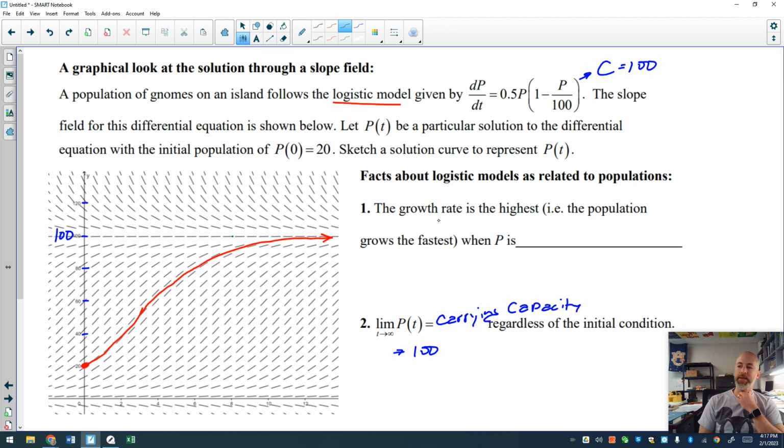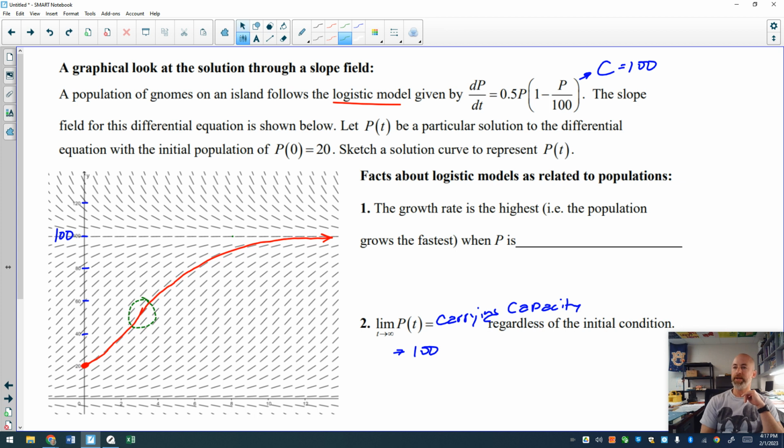Now, the growth rate being the highest, this is an interesting question. When does the population grow the fastest? And the growth rate is the highest when our population is growing the fastest. That's going to be when we have the highest slope. And if you look at this, the highest slope appears to be, so we're concave up, and then we flip to concave down. It appears to be somewhere around in here.